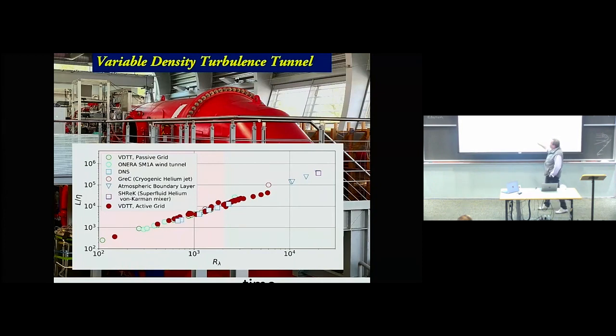The nice thing is, in this tunnel, we can just change the density alone. And just by changing the density alone, all the geometry, everything stays the same, but we can change the inertial effects. That's all. And this makes it very nice because usually you can't do that. You have to change also the machinery and everything.